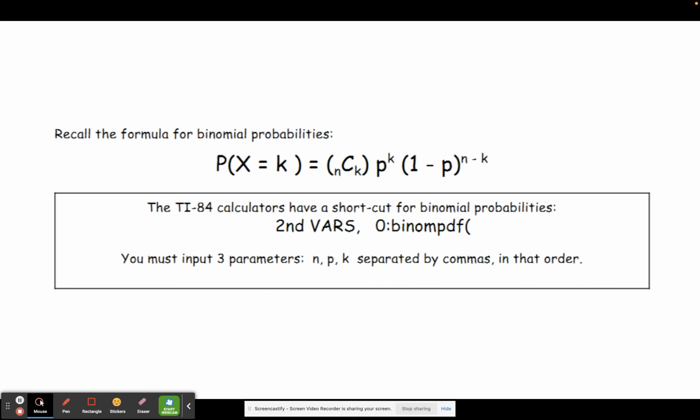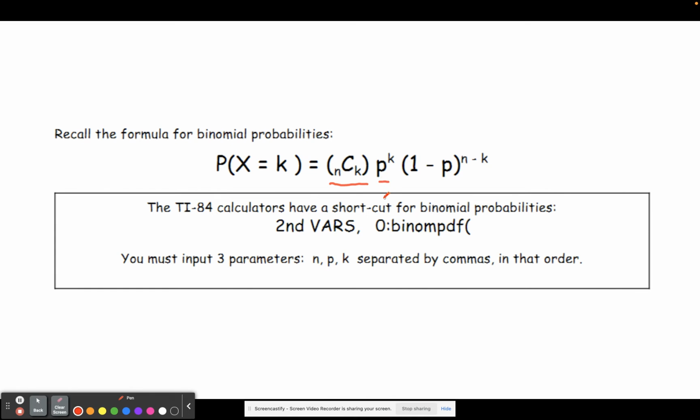All right, we learned yesterday that the formula for calculating binomial probabilities looks like this. So we have the probability that x equals k, where k is the number of successes we're trying to find the probability of. And remember, there are a couple of parts to this formula. This first part here is a combination, and that accounts for all the different ways that we can get the number of successes that we're looking for, so all the different orders that are possible.